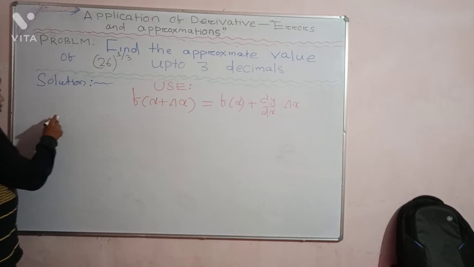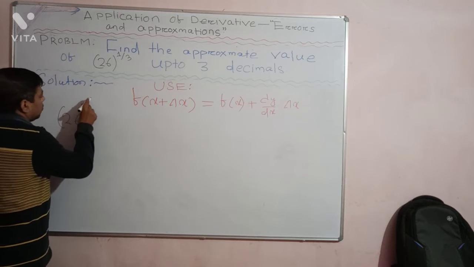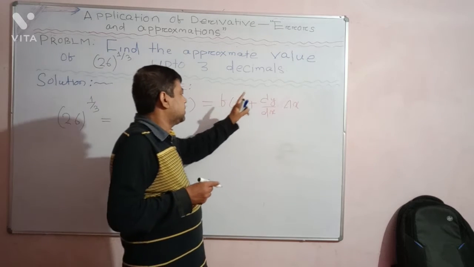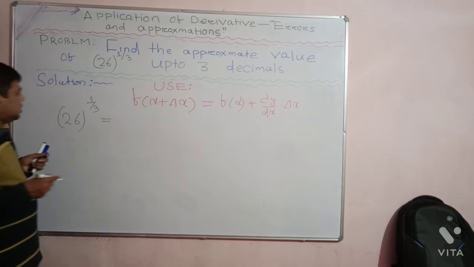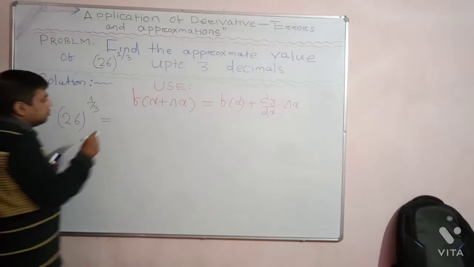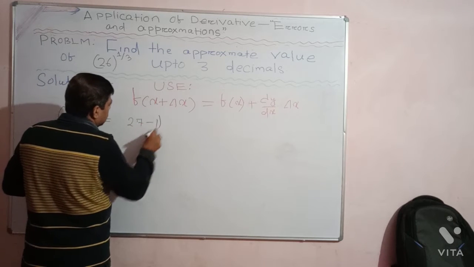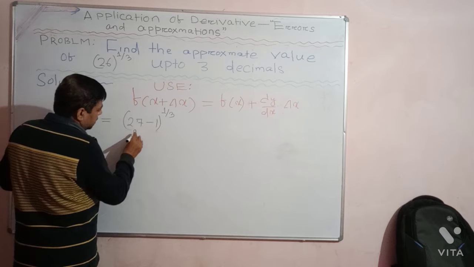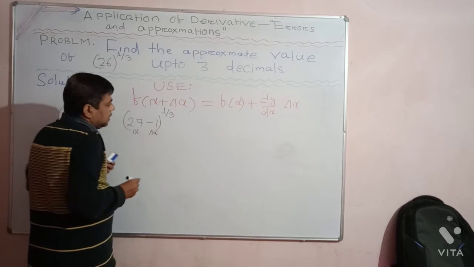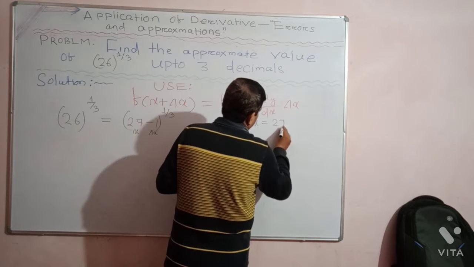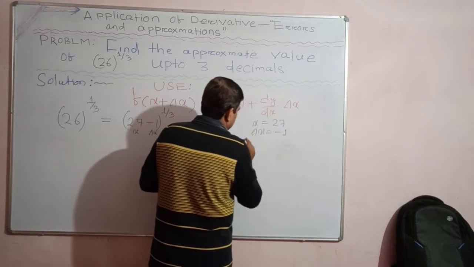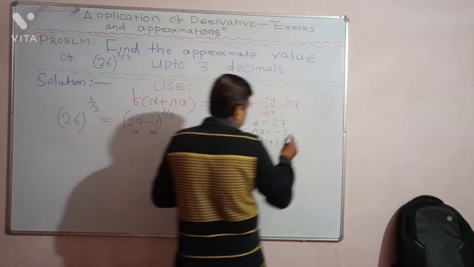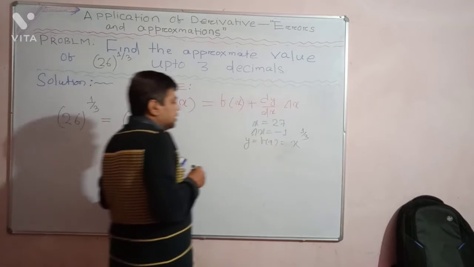And here is the problem: 26 to the power 1/3. Now you see, here is the formula for you: f(x + Δx) = f(x) + (dy/dx)·Δx. The given number is 26 to the power 1/3. Let us write 26 as (27 minus 1) to the power 1/3. Here we can write x as 27 and Δx as minus 1. Take x equal to 27, Δx equal to minus 1, and the function y = f(x) = x to the power 1/3.